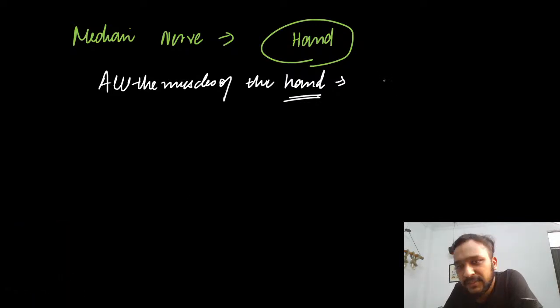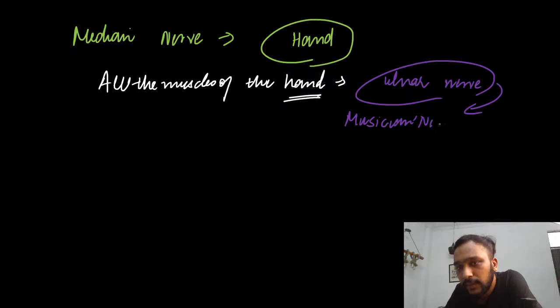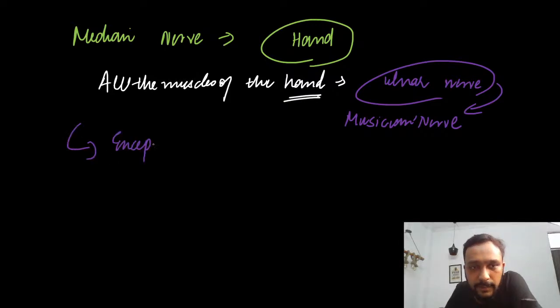Okay, all the muscles of the hand are supplied by the ulnar nerve. These are the muscles you are going to use to play guitar and to play piano. That is why it is known as the musician's nerve. But there are a few exceptions to this rule. The exception is your first two lumbricals.